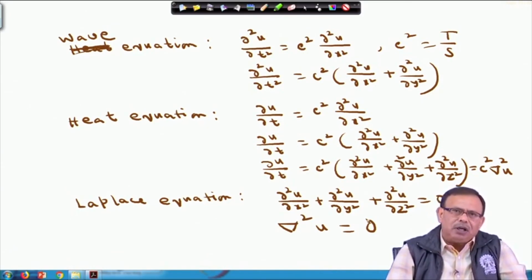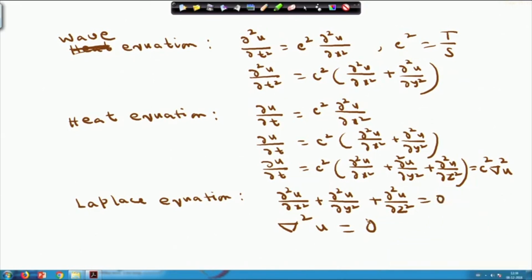And our basic aim will be how to find the solution of this type of equations using the Laplace transform and Fourier transform. This is our basic aim, and in the subsequent lectures we will see how we can find the solution of this.